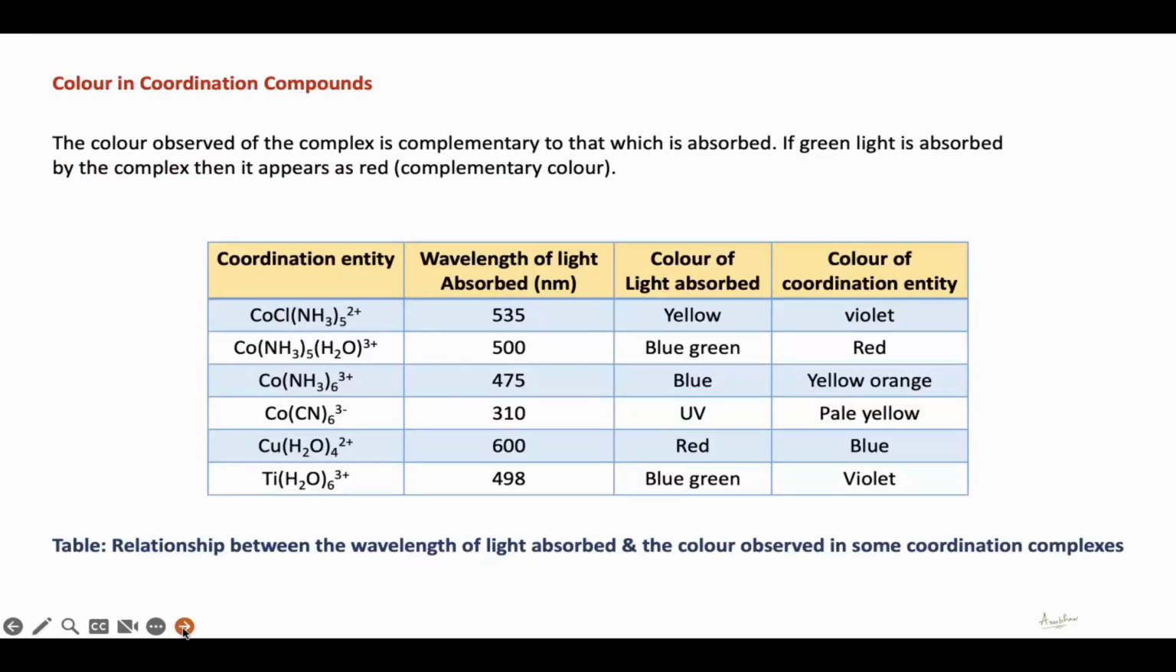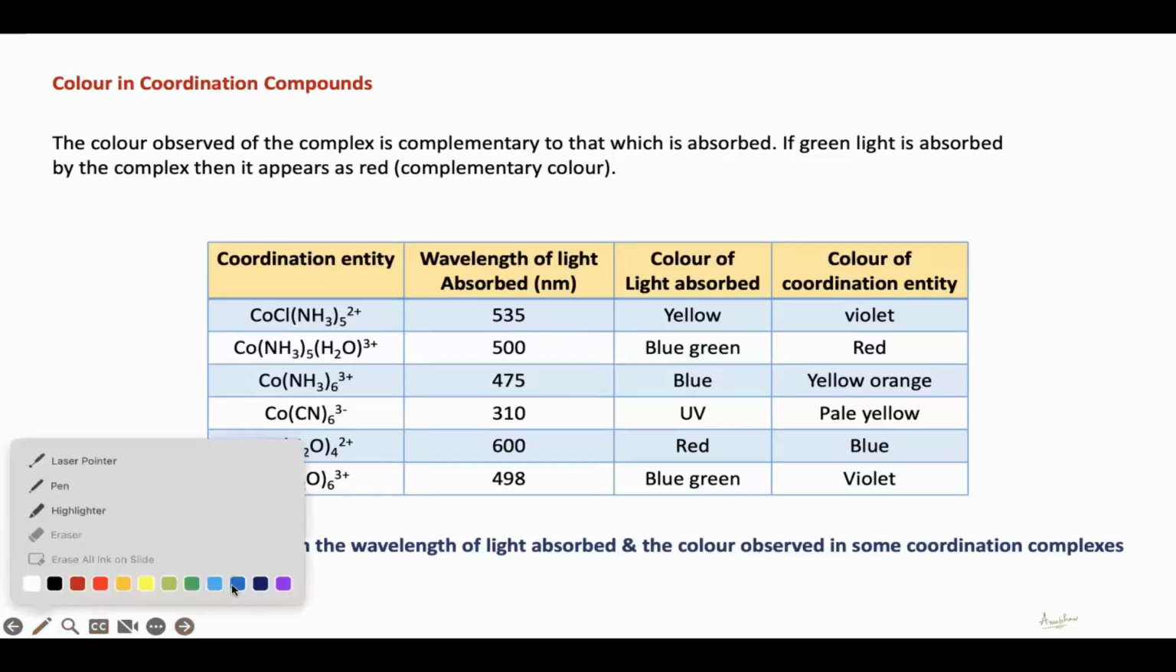The complementary color is the color which is generated from the leftover wavelength. Now, if green light is absorbed by the complex, it appears red. Now, in this table, we have given the relationship of the different wavelength absorbed and the color observed. So this table is actually important for you to have a look.